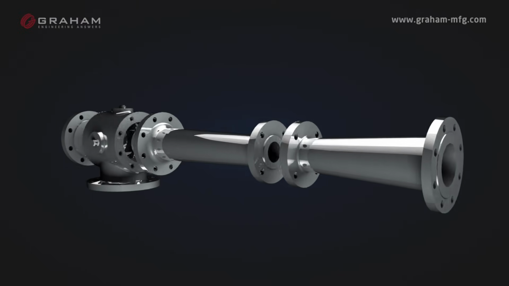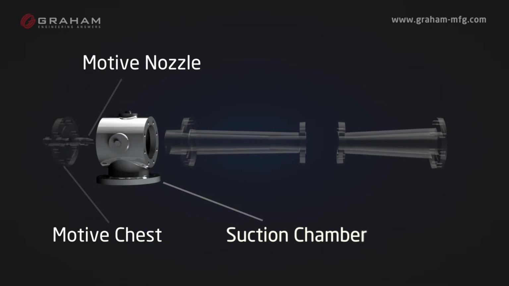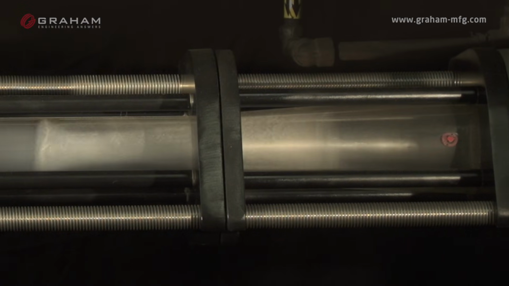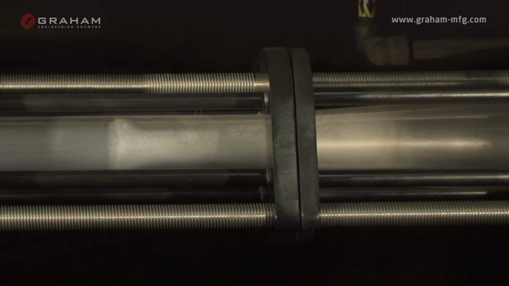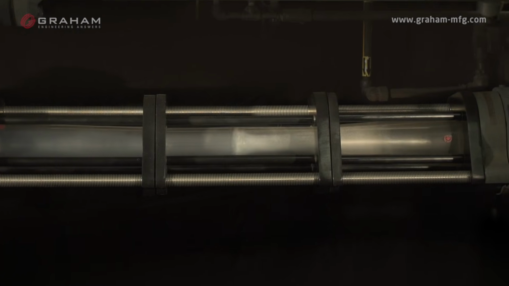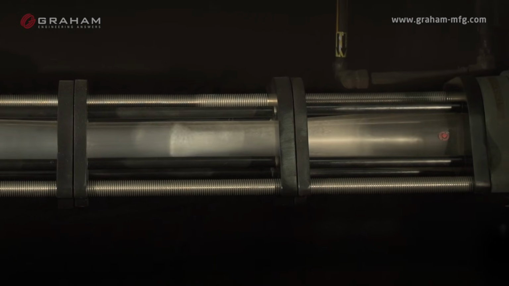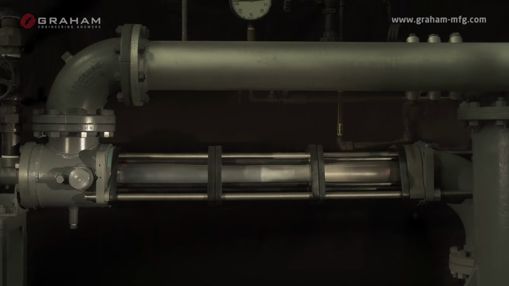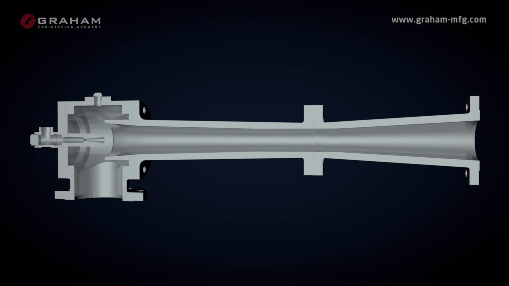There are four major components to an ejector: the motive nozzle, motive chest, suction chamber, and diffuser. An ejector works by converting the pressure energy of the motive fluid, otherwise known as potential energy, to velocity energy or kinetic energy. This is accomplished by the adiabatic expansion from the motive fluid supply pressure to the suction load pressure, as motive fluid flows through a converging-diverging nozzle, as you can see happening here in the glass ejector. Now we will move on to discuss the four major components in more detail.